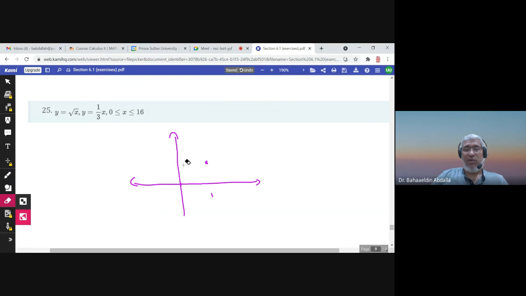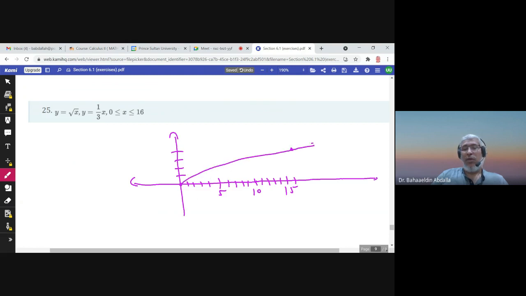So we cannot do it like this. Let us go up to here, and make this 16. So this is 1, 2, 3, 4, this is 5, and this is 10, 15, and this is 16. From 0 to 16, the square root of 0 is 0, and the square root of 16 is 4. So this would be the graph of y equals square root of x.